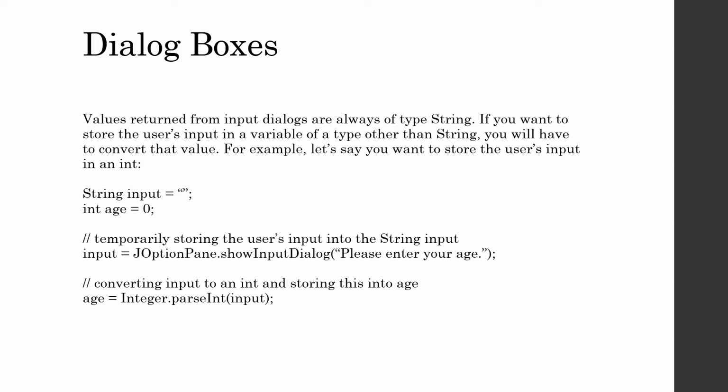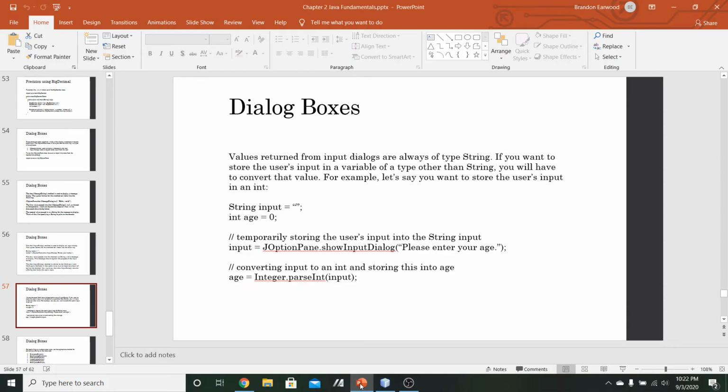And then on the next line, we're going to go ahead and convert our input to an int and store that into age. And the way that we perform that conversion is by using the parseInt method of the Integer class. So in addition to the primitive data type int, we also have a class that's associated with it, which is that Integer class that we see there.